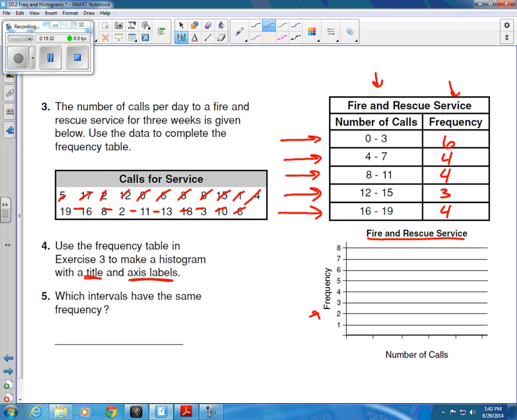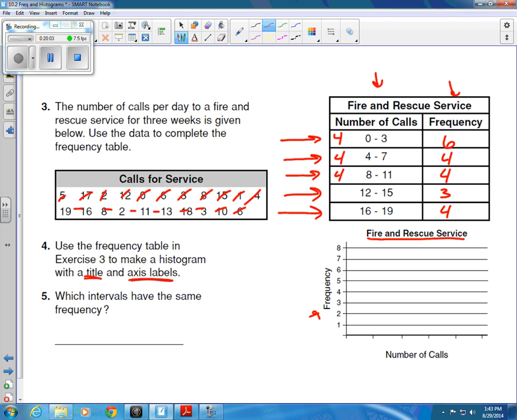0 to 3, that means it could be a 0, 1, 2, or 3. 4 numbers. 4 to 7, it could be 4, 5, 6, 7, 4 numbers. 8 to 11, it could be 8, 9, 10, 11, 4 numbers. And you get the point. We need to make sure that these are even for everything. Now, once they are even, that also means that when we make our bar graph, our bars need to be roughly the same size. The main difference between a histogram and a bar graph is that in the histogram, all of our bars are going to touch. So let me show you.